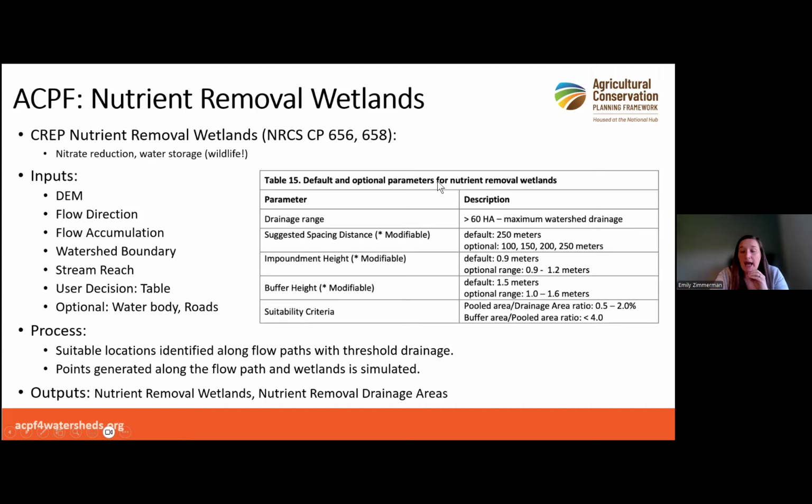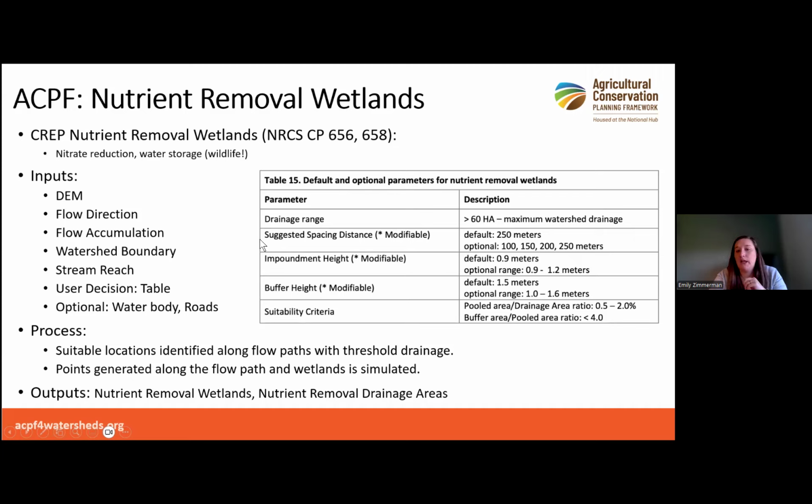The default and optional parameters for nutrient removal wetlands are all going to, again, align with NRCS conservation practice standards. The drainage range is not editable or optional for an analyst in this case. It has to be greater than 60 hectares.